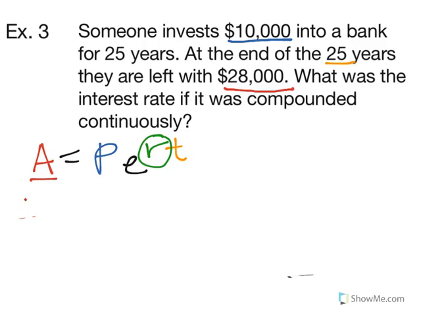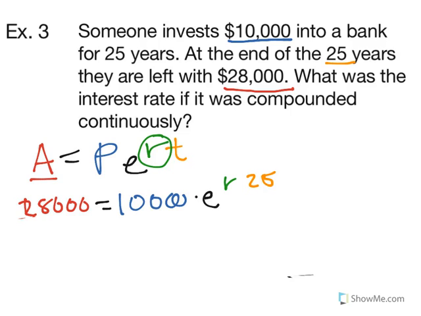So first thing we're going to do is plug that in. So we get 28,000 is equal to the principal times e raised to the r times t, which is 25 years. So like in the last problem, all we're going to want to do is get rid of that constant out in front of the e. So you just take 28,000 divided by 10,000, which is 2.8. That is equal to e to the r times 25.